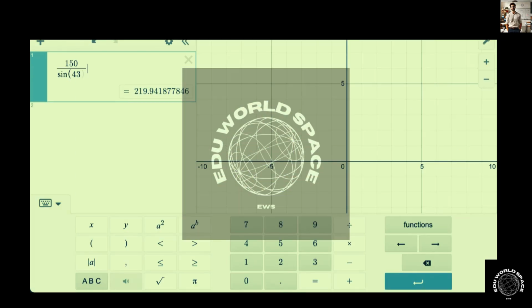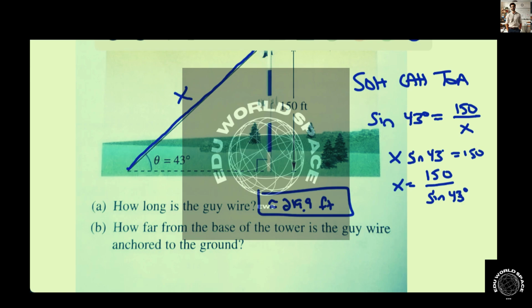Next, we want to know how far from the base of the tower is the guy wire anchored to the ground. So that would be what's the dashed line. I'll call it Y. We can say that that is the adjacent. So we know the opposite. We want to find the adjacent.